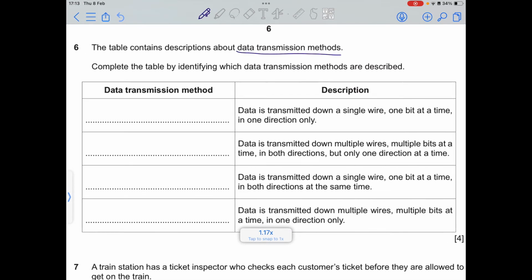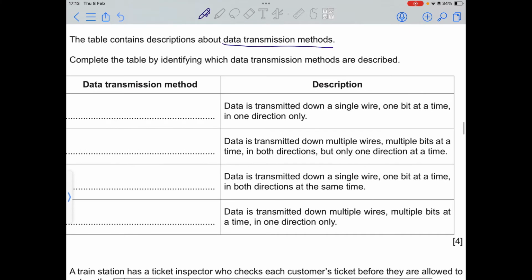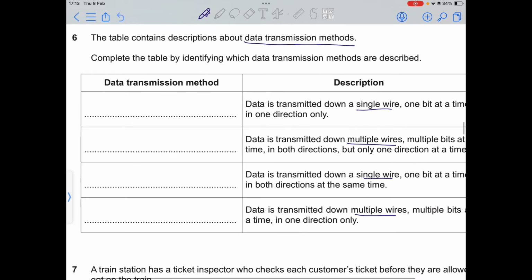Okay, now here's a question about data transmission methods, which is from chapter 2. You're given the description, and you find the data transmission method. Data is transmitted along a single wire. You can see that it's a common trend here: multiple wire, single wire, and multiple wire, that is serial or parallel data transmission. So for a single wire, it always requires serial data transmission, and for multiple wires, it requires parallel data transmission.